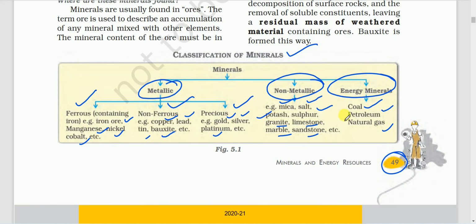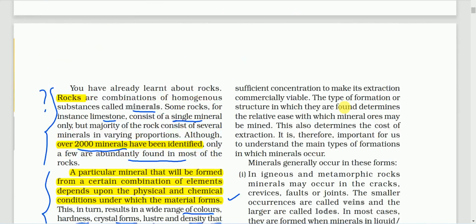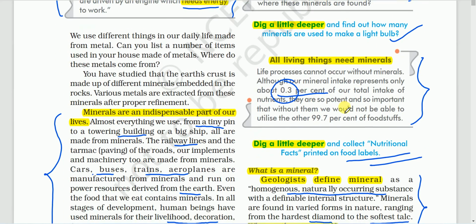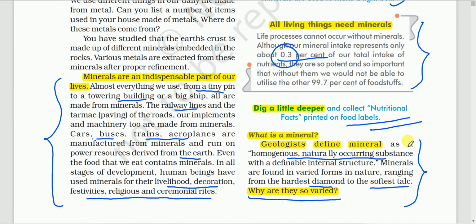And here, about the collection of these nutritional facts, this is another activity. This one also you may collect. One day we may have a discussion on it also.